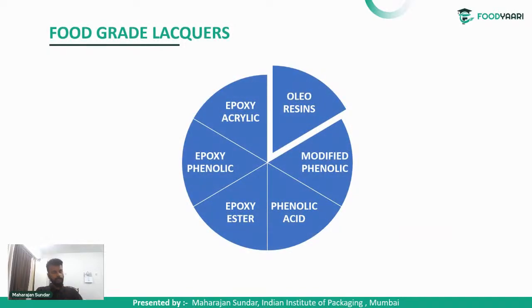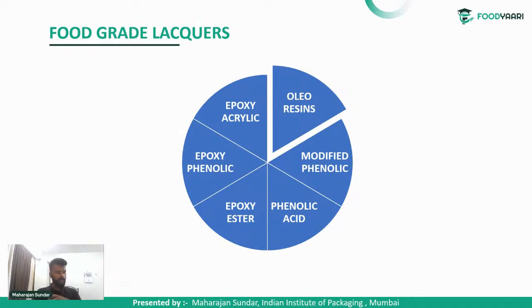Food grade lacquers: the following are the food grade lacquers, all of which are majorly used for metal containers. Okay, all your resins, when we see the metal container inside, it might be a gold color. It will look like gold. So all your resins, modified phenolic and phenolic acetate, are basically gold color lacquers, which are non-toxic, and they are very good food grade lacquers.